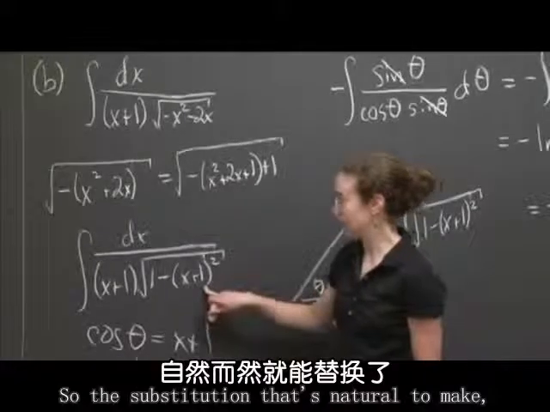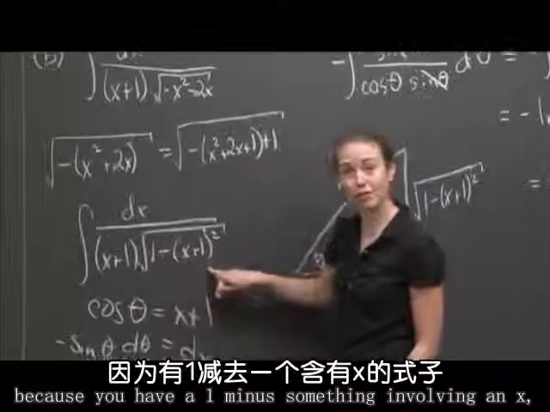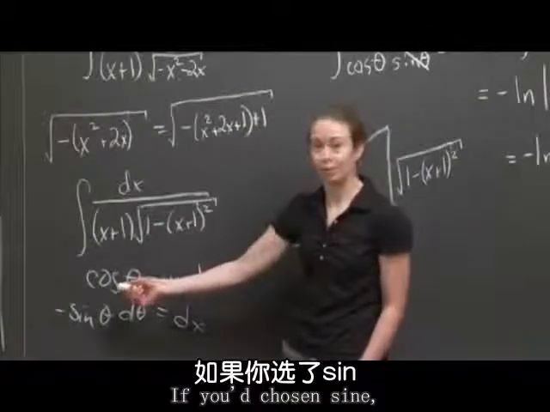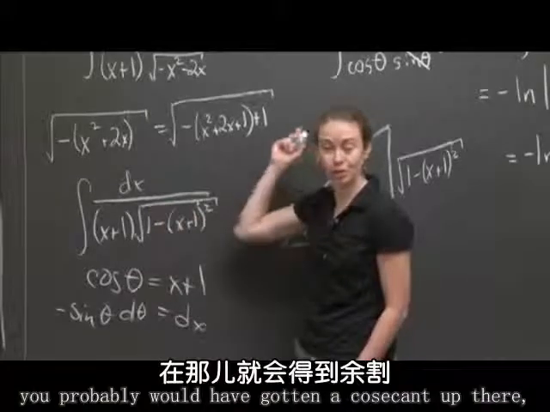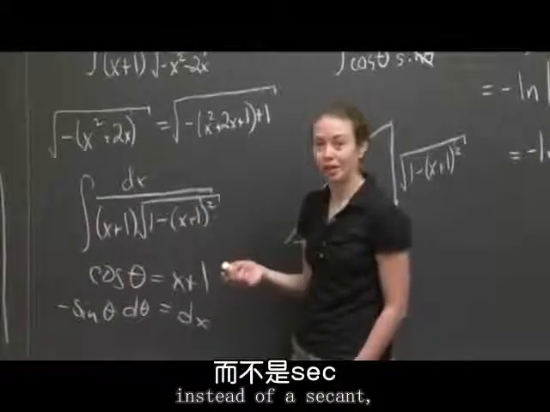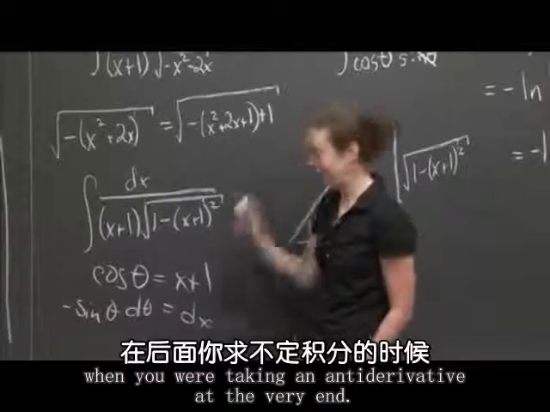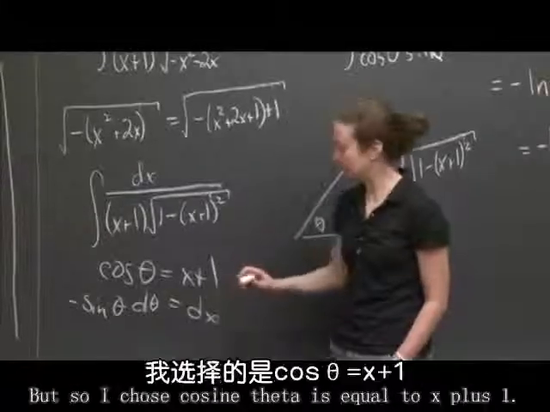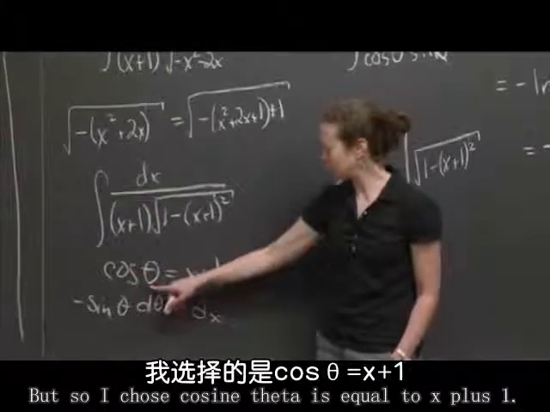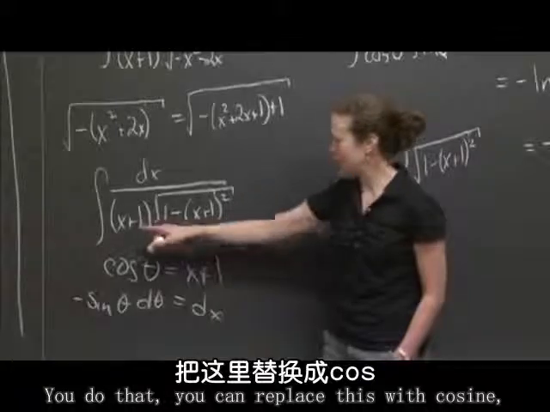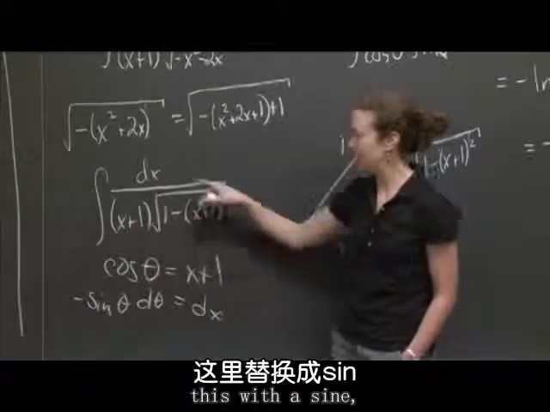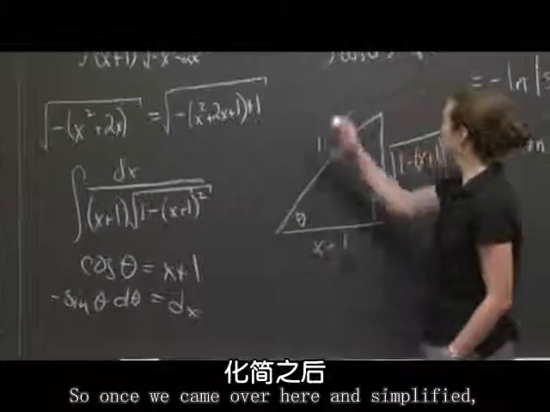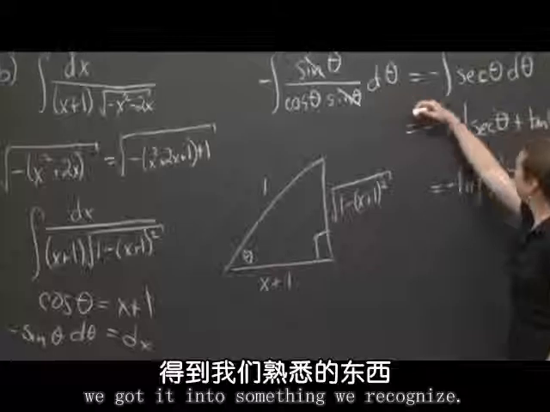So the substitution that's natural to make, because you have a 1 minus something involving an x, is going to be either cosine or sine. I chose cosine. If you'd chosen sine, you probably would have gotten a cosecant up there instead of a secant when you were taking an antiderivative at the very end. So you would have gotten the same answer because of the substitutions in the end. But I chose cosine theta equal to x plus 1. You do that, you can replace this with cosine, this with a sine, this becomes a negative sign, and then you start simplifying.